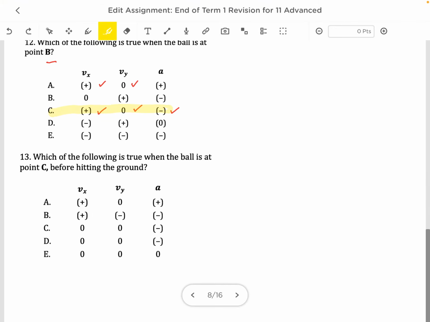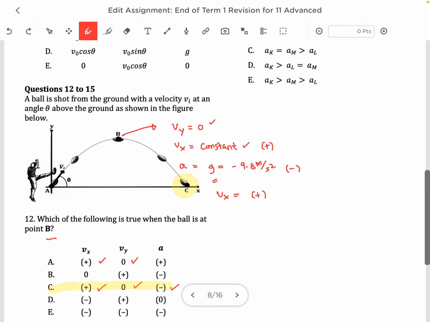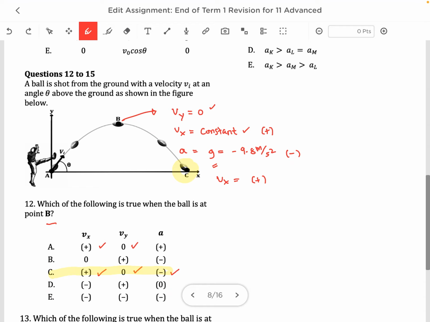Moving on to question number 13, which of the following is true when the ball is at point C before hitting the ground? So before hitting the ground, at this point here, our velocity Vx is still going to be positive because it's still moving towards the right as far as the x-axis is concerned. On the other hand, our Vy now is going to be negative because at this point the object is actually traveling downward. And our acceleration is still equal to g, and this is negative.